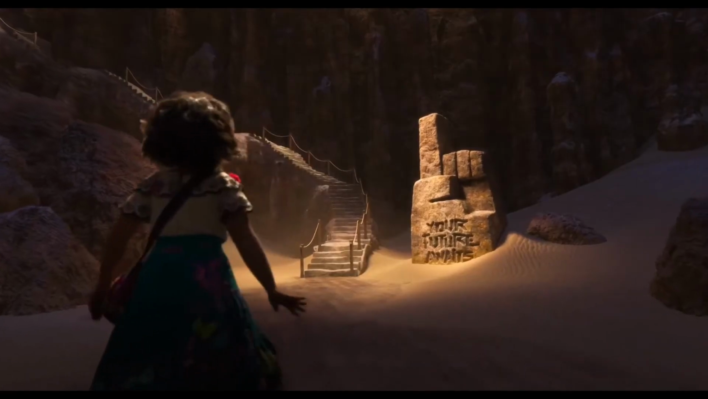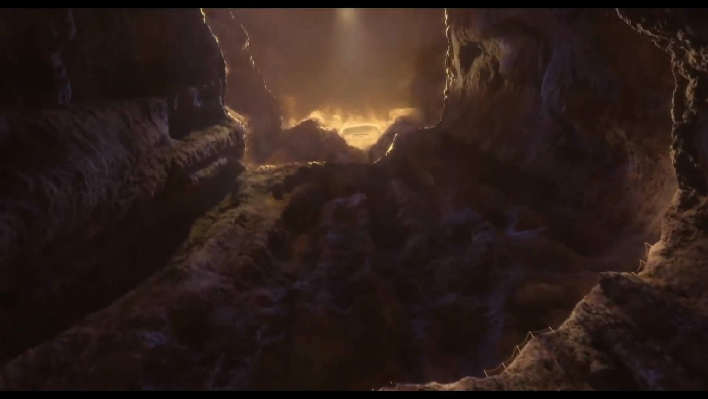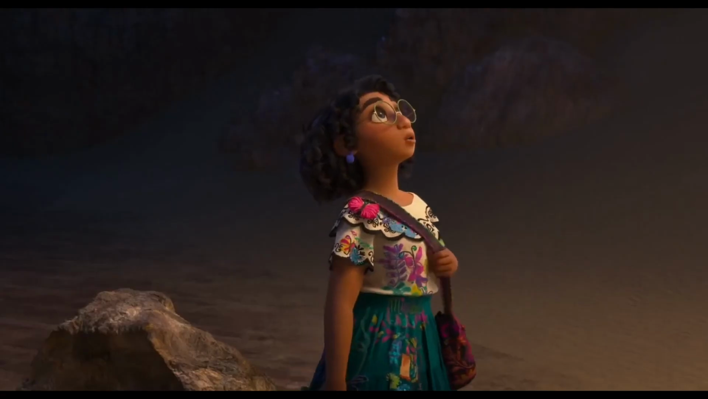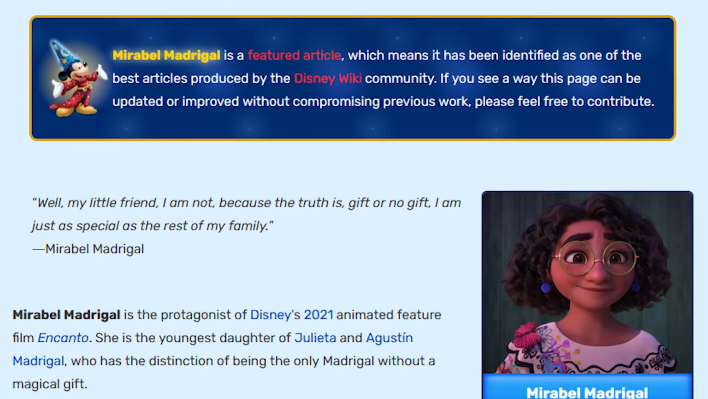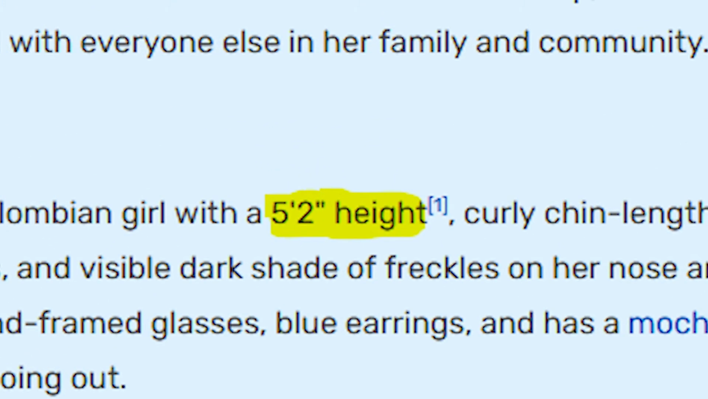To know how many steps it takes to climb this high, we need to know how tall the steps are on average, so we'll have to compare them to a length we know. On a magical place called the Internet, I found this wiki, which claims Mirabel's height is 5'2". Converted to SI units, that is 1.57 meters.